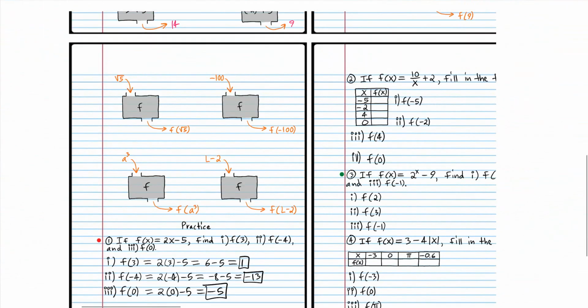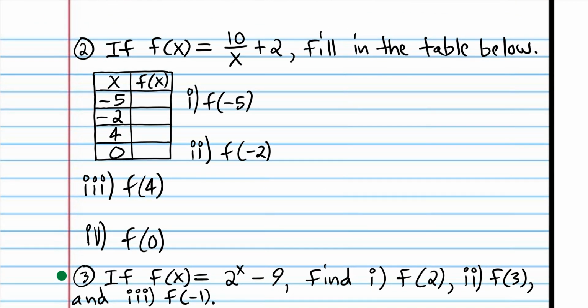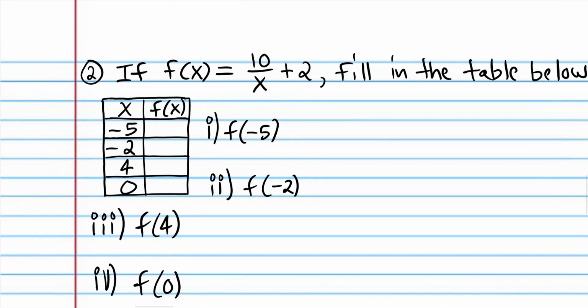Okay, so let's try one more of these. And it says here to fill in the table. So now we're going to fill in a table. Oftentimes you'll see tables like this. This is the input column, and this is the output column. So our function is defined to be this expression up here. So let's find f of negative 5, because it says here we want to plug in negative 5.